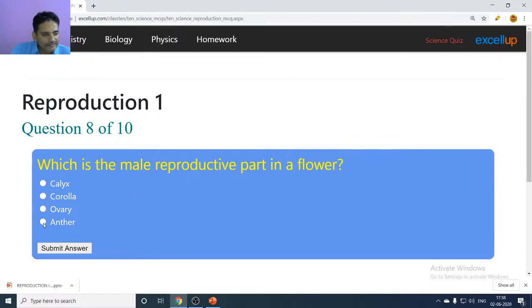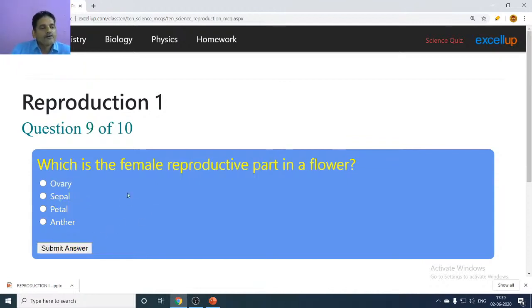Yes, very good. D is the correct answer. Anther. It is also called androecium, the male reproductive part of the flower. Ovary, gynoecium, the female reproductive part of the flower. Calyx and corolla are the first and second whorls, sepals and petals.